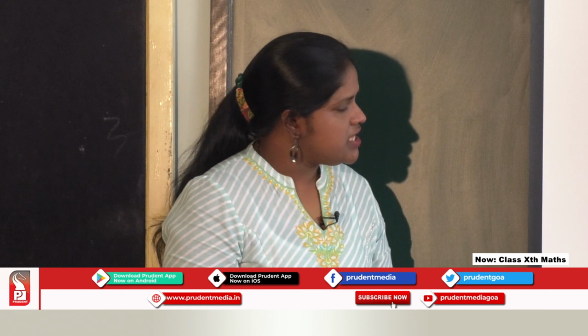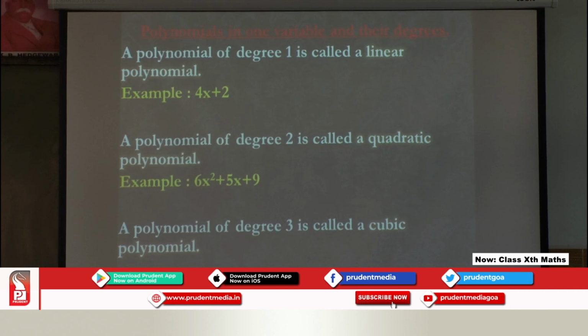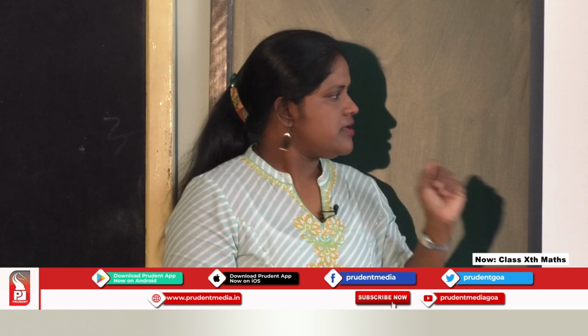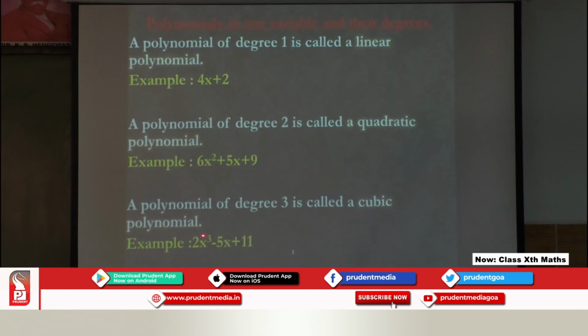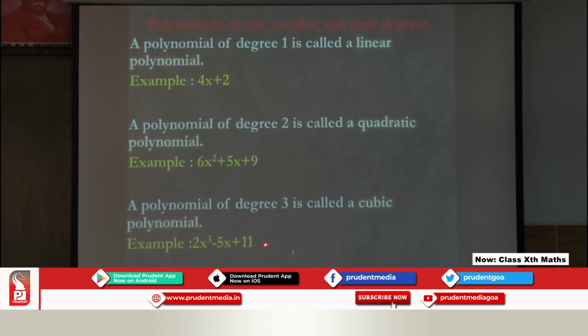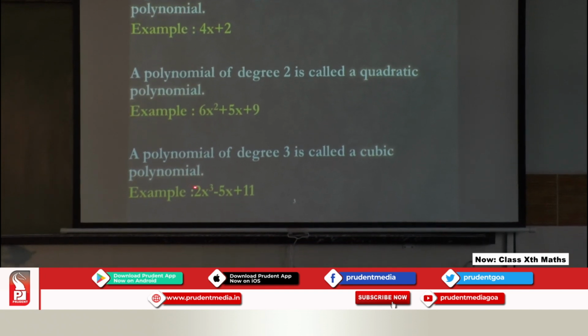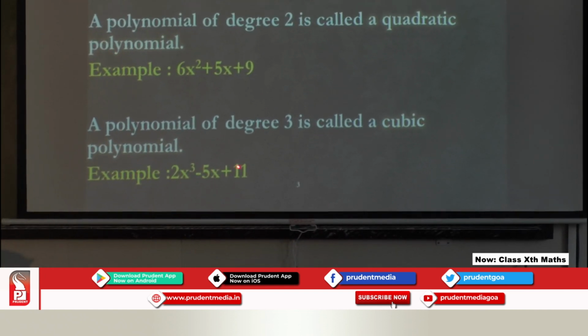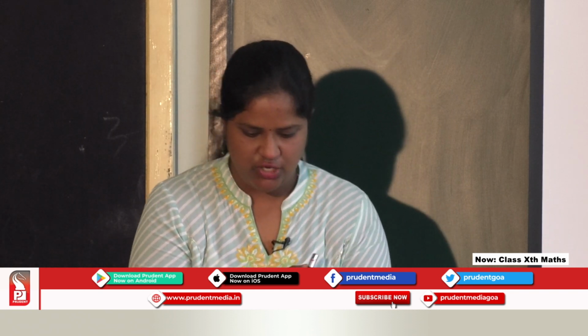Next on the list we have a polynomial of degree 3, which is called a cubic polynomial. So the highest degree of that polynomial will be 3. The example is here, 2x cube minus 5x plus 11. Again, in two places we have the variable x, with power 3 and with power 1. So the highest power is 3. That's why we call this polynomial a cubic polynomial. So students, all these things we learned in the lower classes regarding polynomials.